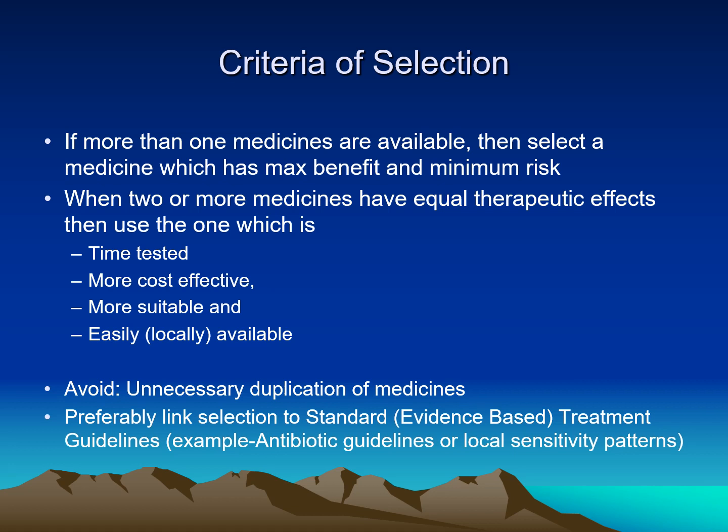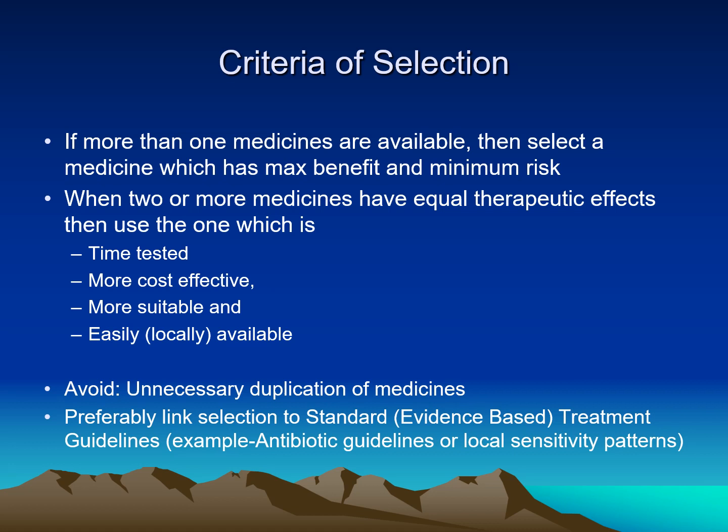Similarly, if there is more than one medicine for the same disease, then the medicine which has maximum beneficial effect with minimum adverse effects should be chosen. And if two or more medicines have equal efficacy or safety, then the criterion would be the one which is more time tested, where physicians are confident of its use. It is more cost effective, more suitable. Suitability becomes a major criterion in such situations, and easy availability because it enhances access to medicine.